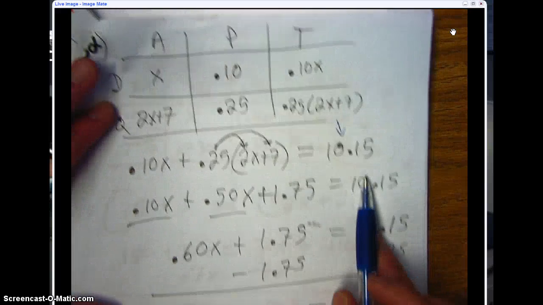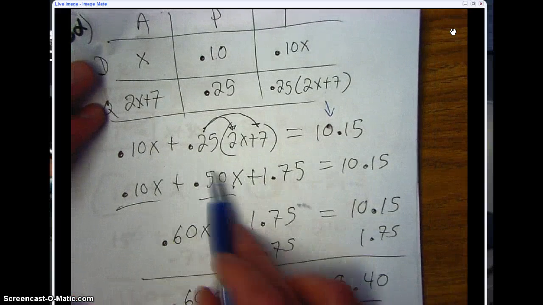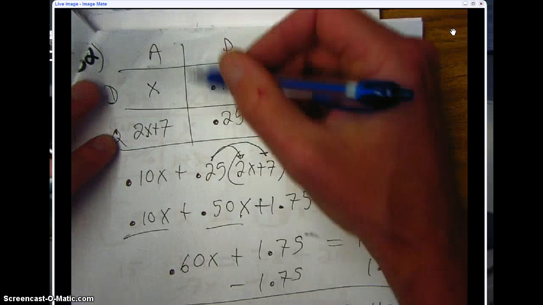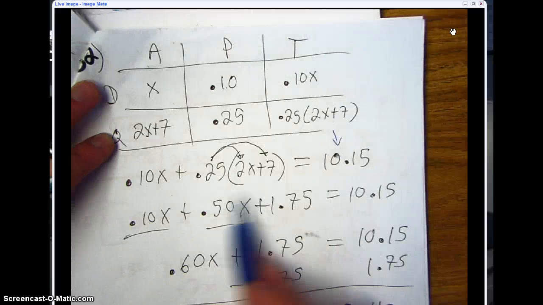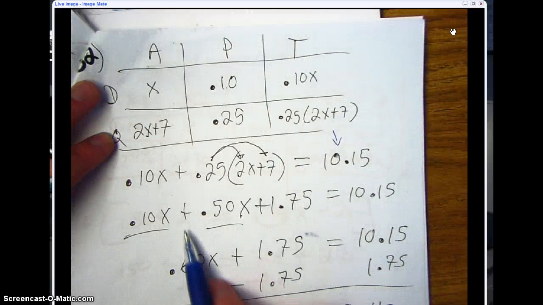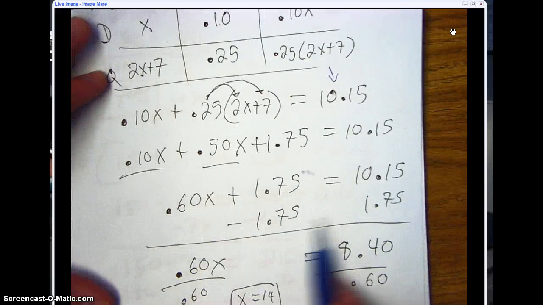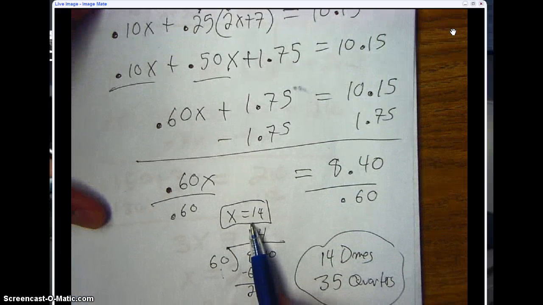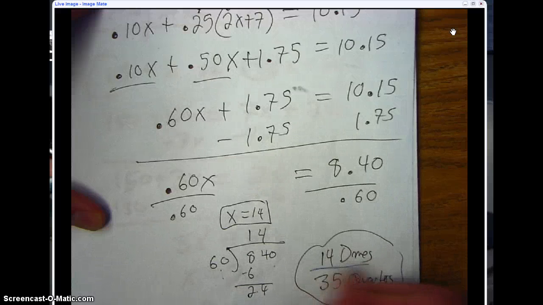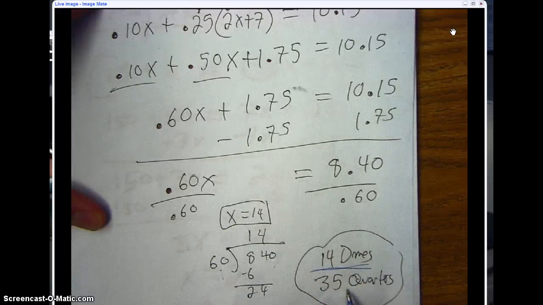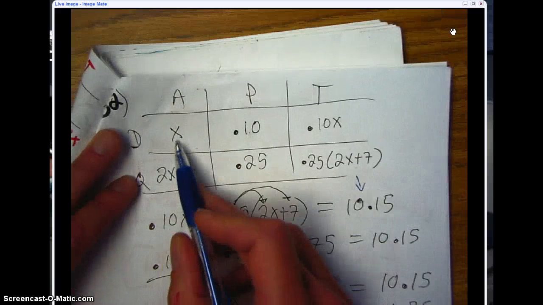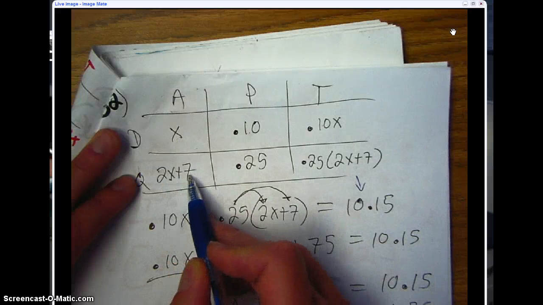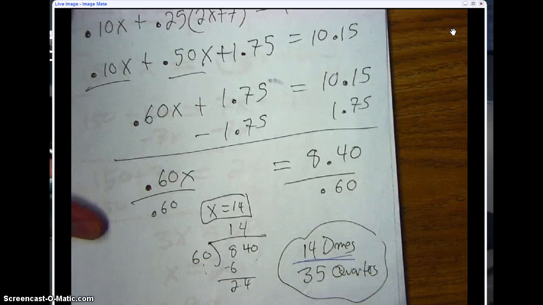Now this is just simple solving the equation. You're distributing, you're combining like terms here. But essentially, setting up the chart is the hard part, and then just not getting lost in the work. So you combine like terms, you subtract all this stuff, and you end up with x equals 14 dimes. Well, that's only half the answer. How do you get the number of quarters? If this is 14, 2 times 14 plus 7 is 35.